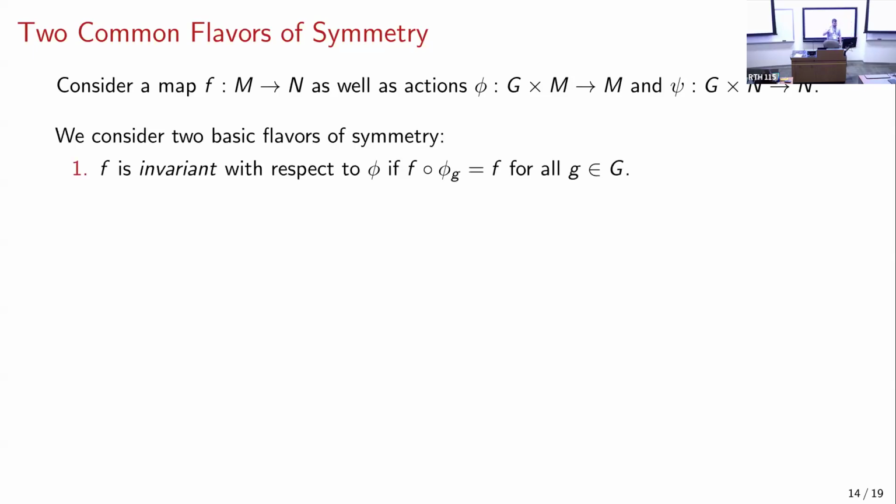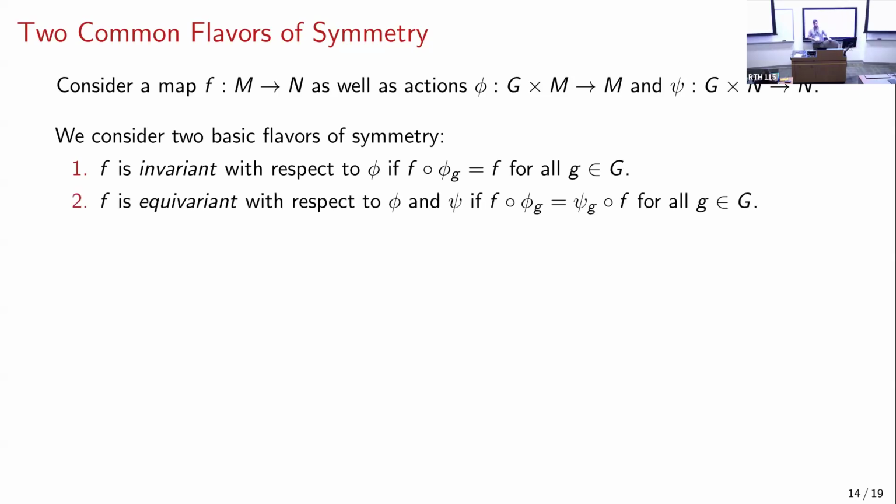We say that F is invariant with respect to the group action phi if I get the same result whether I compute F, or I first transform the input with the group action and then compute F, for every element G in that group. So it makes sense because F is invariant. It doesn't vary when we compose it with this group action, right?